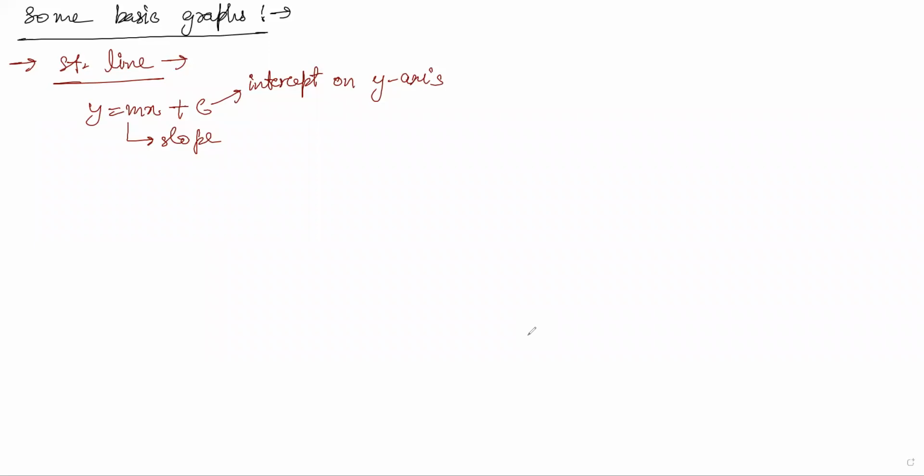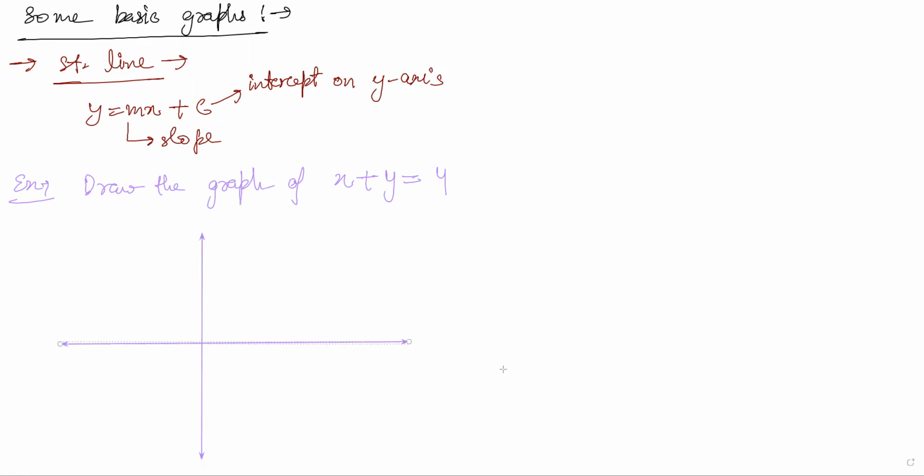So let's solve one question. You will be good to go after this question. Let's draw the graph of x plus y is equal to 4. Here, just put x as 0 one time. If you put x as 0, you will get y is equal to 4. So y is equal to 4 would be something here. Yeah, this point. So one point is this.